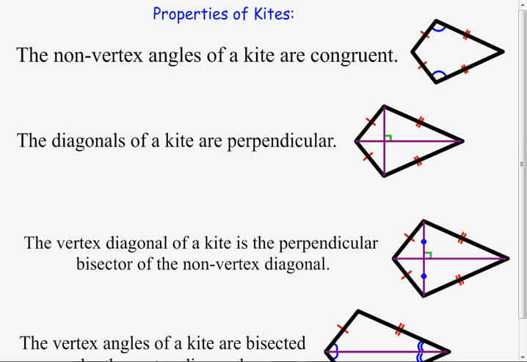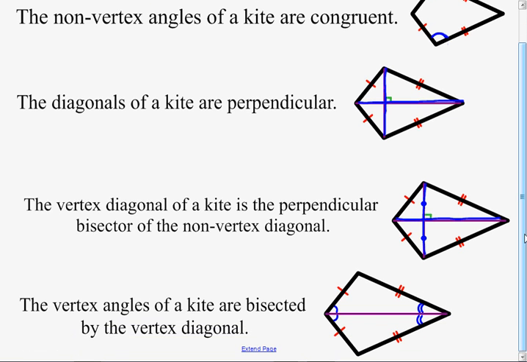So there's a lot of information about a kite. So there's the whole summary. The non-vertex angles of a kite are congruent. That would be these two blue ones right here. I know that the diagonals are perpendicular to each other. I know that the diagonal that passes through the vertex angles is the perpendicular bisector of the other diagonal. And I know that this diagonal here bisects this big angle here and bisects that angle there. So there's lots of properties of kites. And yes, again, you will see this on the ACT and PSAT.